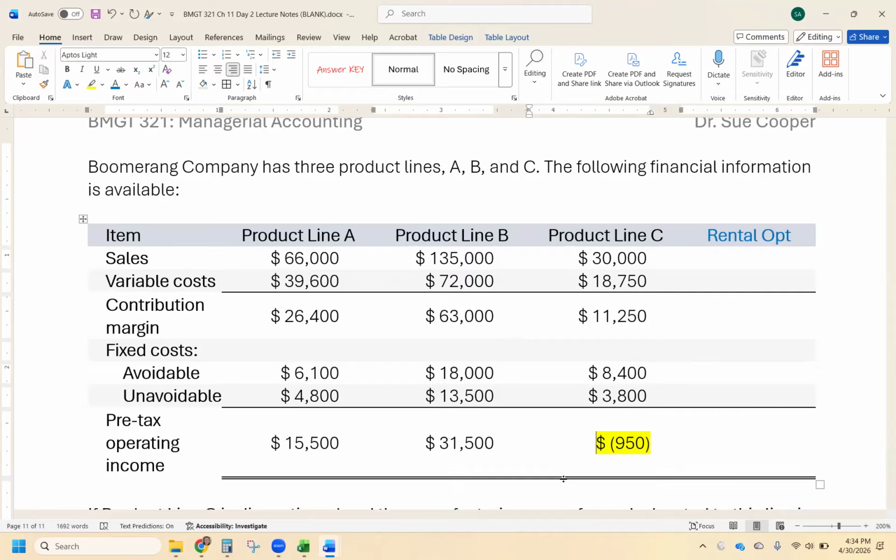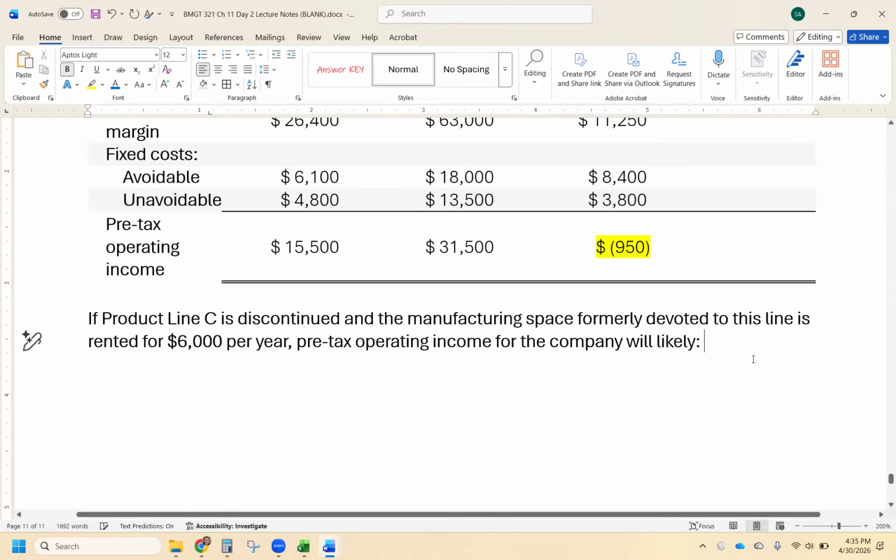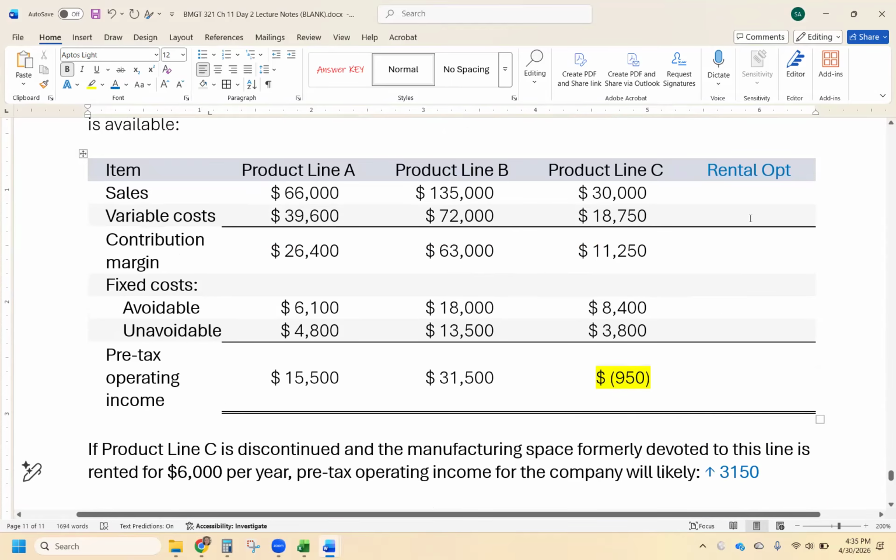Does anybody have an ending number? Yeah, what's your ending number? 3150. Oh, very cool. Okay. So I'm going to put here, let's see, plus, I could do increase by 3150. Okay, so let's take a look.